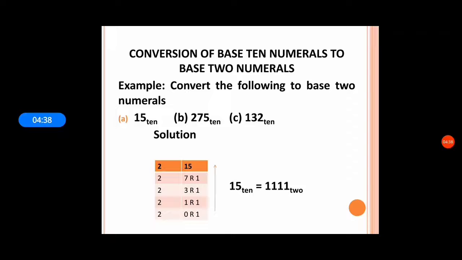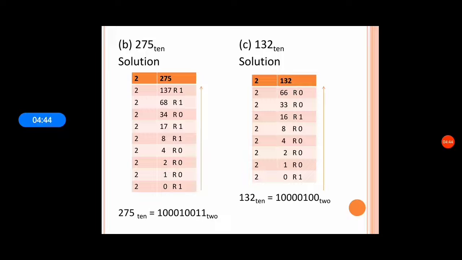Let's go to the next slide to solve examples B and C. Now 275 base 10. We have 275 as the number we are converting, and 2 as the base we want to convert it to. Let's pick this one step by step because of the largeness of the number. So our 275 divided by 2 gives us 137, remainder 1.